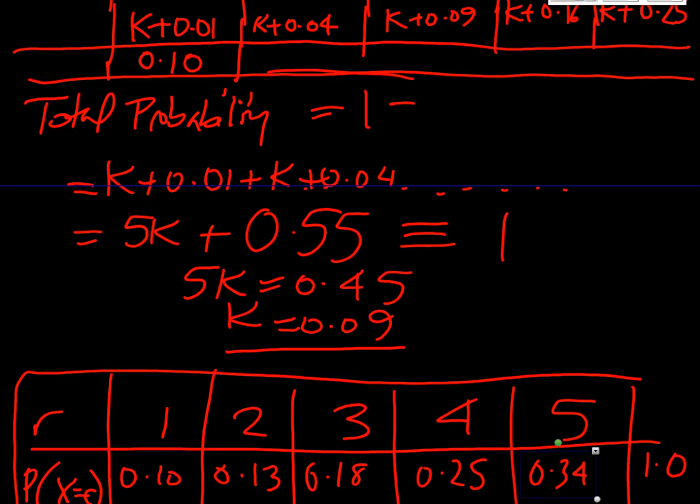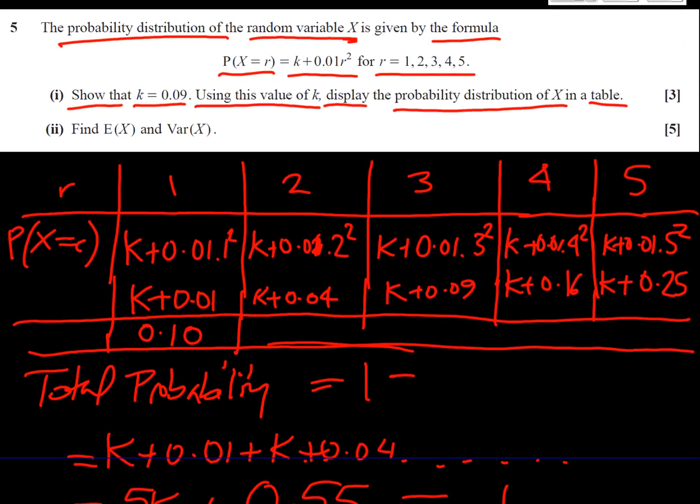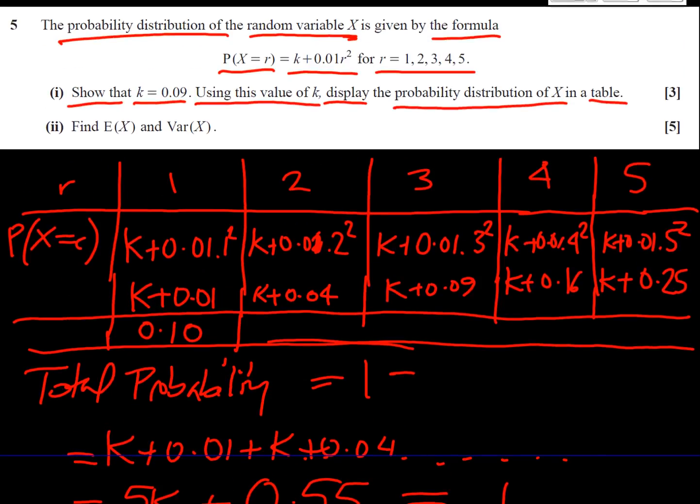So I think we've completed part 1 of the question. Let's just go back and check it. It says show that k equals 0.09, that's correct, and we've displayed the probability distribution in a table. What's the next thing they've asked us to do? They've asked us to find E(X), and to find Var(X).